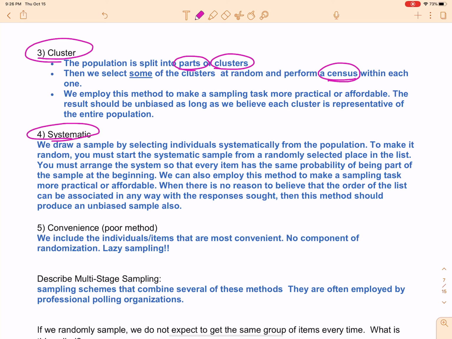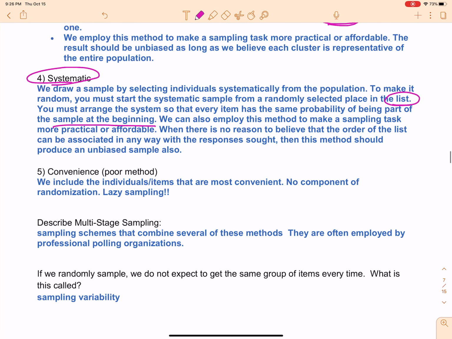All right. The next one is systematic, and as the name implies, it has a system to it. And this just means that we almost always make a list of some kind from our population, and we choose a random starting point, okay? And then we systematically choose every 10th one or 7th one or 5th one or whatever, depending on the situation. So that's what a systematic sample is.